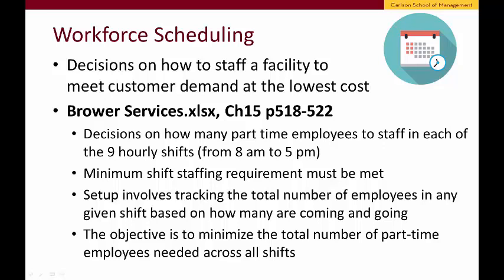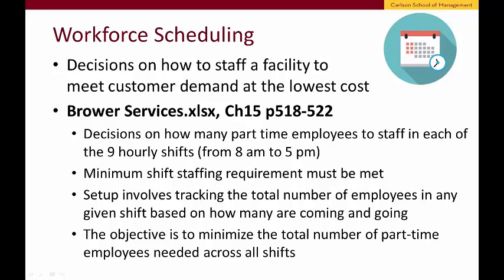So, Brower Services is faced with decisions on how many part-time employees to staff in each of the 9 hourly shifts. The staffing levels are based on the number of full-time employees and the anticipated minimum staffing requirements. The key to the setup is tracking the total number of part-time employees throughout the day, remembering that each part-time employee works 4 consecutive hour shifts. The objective is to minimize the total number of part-time employees needed across all daily shifts.